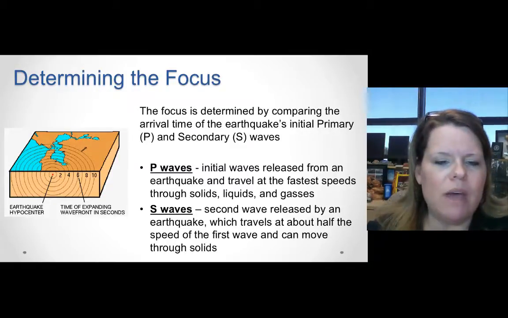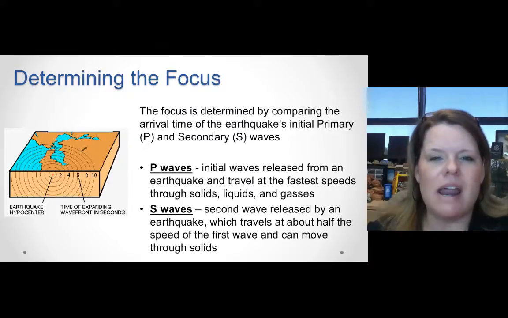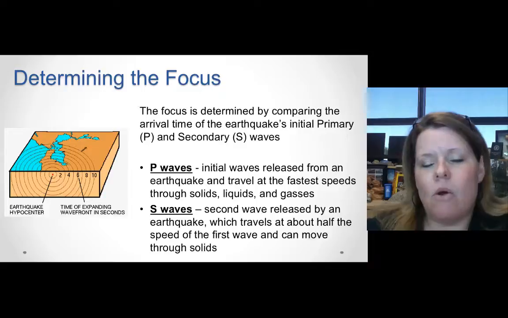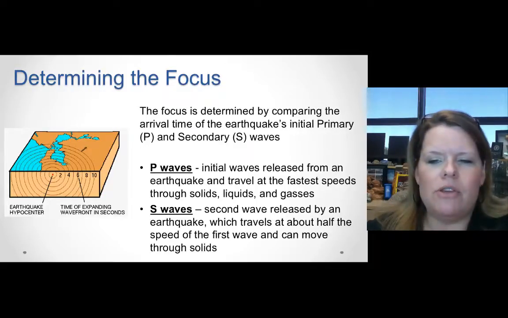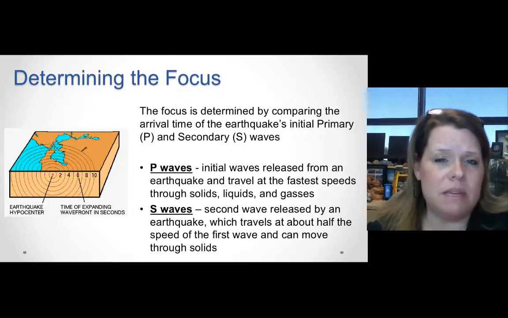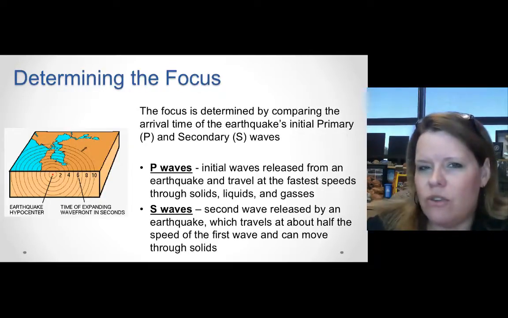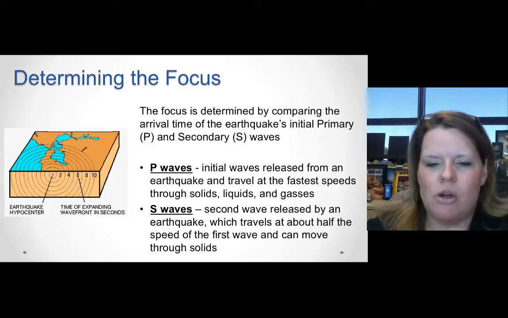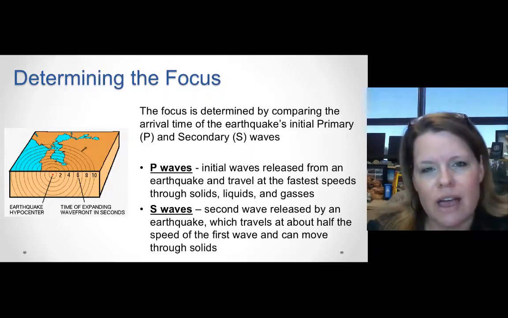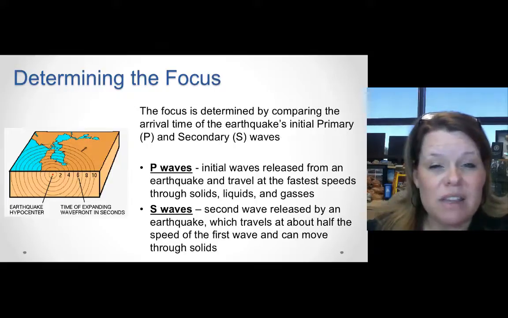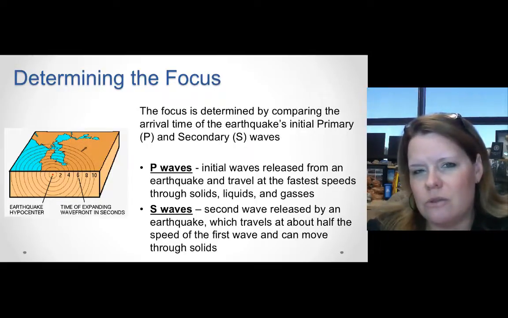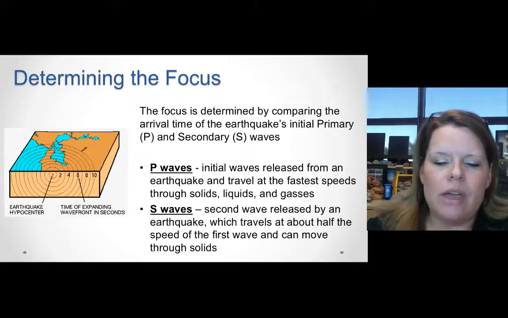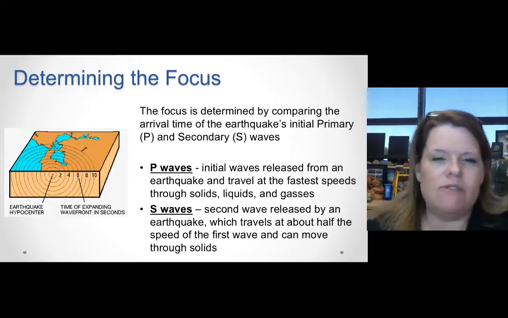We have to know where P waves and S waves are and how fast they travel. So the focus is determined by comparing the arrival time of the earthquake's initial primary wave, the P wave, versus its secondary wave, the S wave. P is always first to arrive on the scene. That's why it's called primary, and it travels through solids, liquids, and gases, so it can travel through anything. However, S waves are kind of selective and picky. They only travel through solids, and they also travel at about half the speed of a P wave.